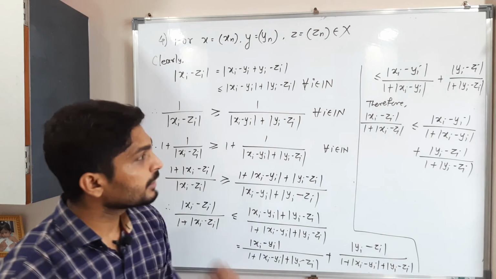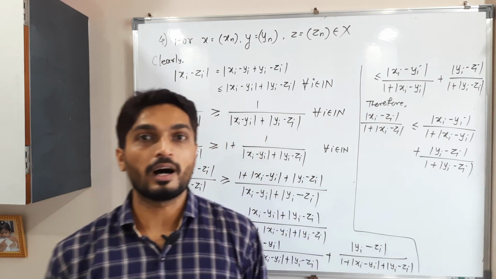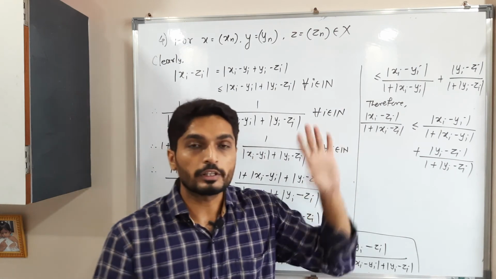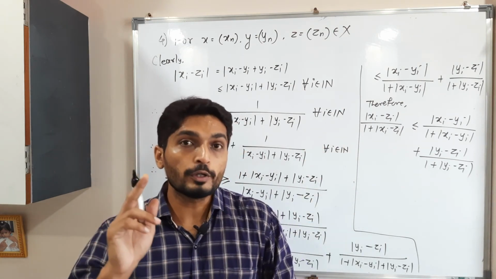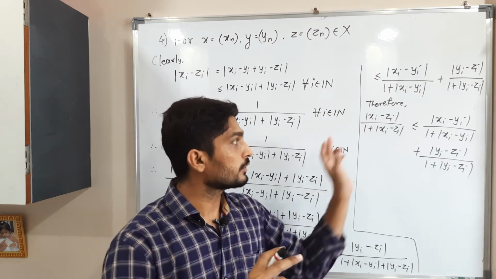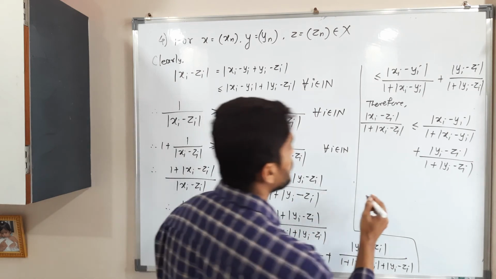See, still one term is missing. Can you tell me which term is missing? 2 raised to i. In the definition we have 2 raised to i. I removed the definition, but in the definition we have 2 raised to i. So I'm going to multiply both sides, left hand side and right hand side, by 1 upon 2 raised to i. That means 1 upon 2 raised to i should be in the denominator.